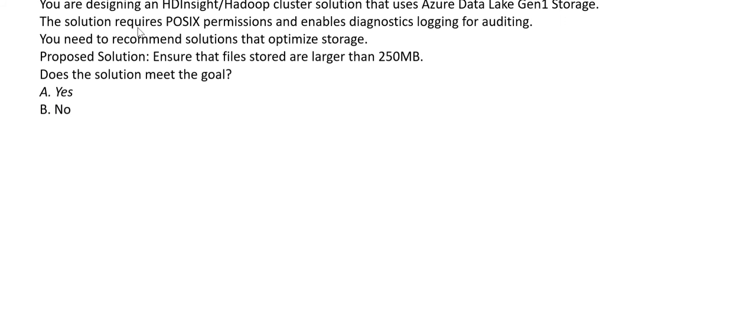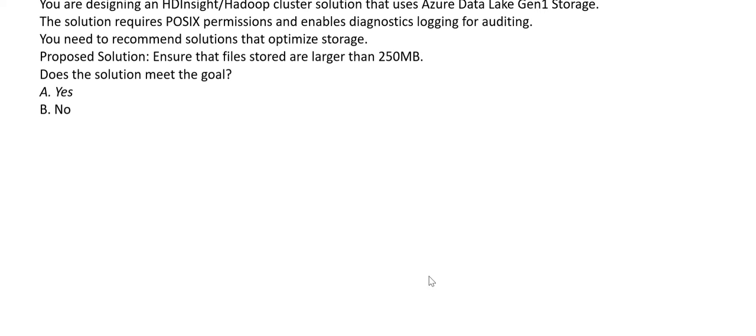You are designing an HD Insight Hadoop cluster, and it is using Azure Data Lake Gen 1 storage. Now the solution requires POSIX permissions and enables diagnostic logging for auditing. So you need to recommend solutions that optimize storage. What is the proposed solution that the question suggests? The proposed solution is to ensure that the files stored are larger than 250 MB. Does this meet your goal?